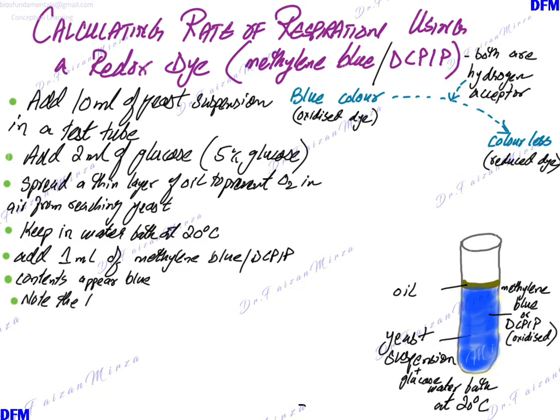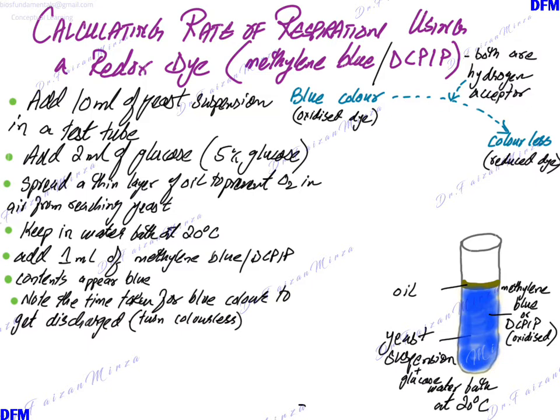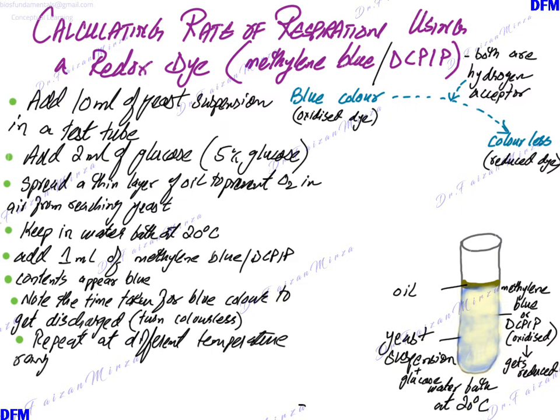What I'll do next is note down the time taken for the blue color to get discharged, because as the blue color gets discharged, it means that the dye is undergoing reduction. It's gaining hydrogens which are being released by the respiration of yeast as it uses glucose.